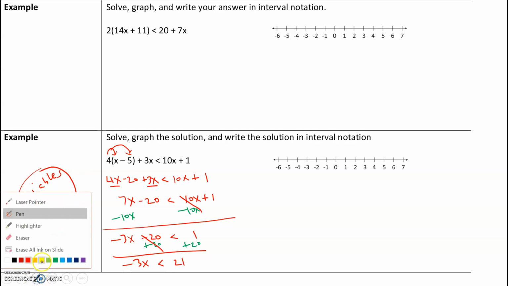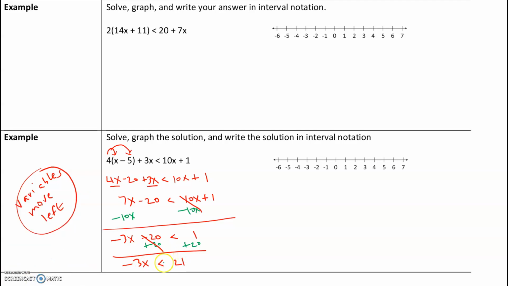And then finally, the opposite of multiplying by negative 3, let me write that a little bit higher. We got negative 3x less than 21. The inverse of multiplying by negative 3 is divide by negative 3. So we divide both sides by negative 3. And once we do, we're going to get x is greater than negative 7. Now the inequality flips because we divided both sides by a negative. Anytime we divide both sides by a negative, the inequality does reverse or flip.